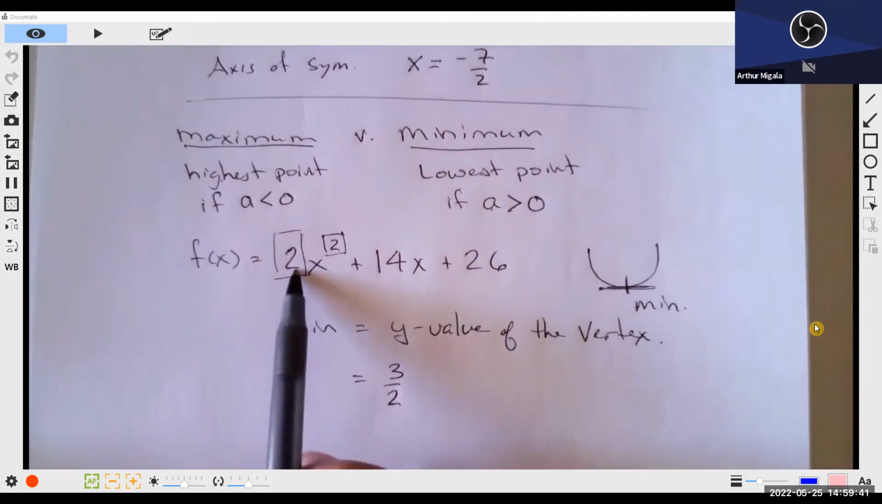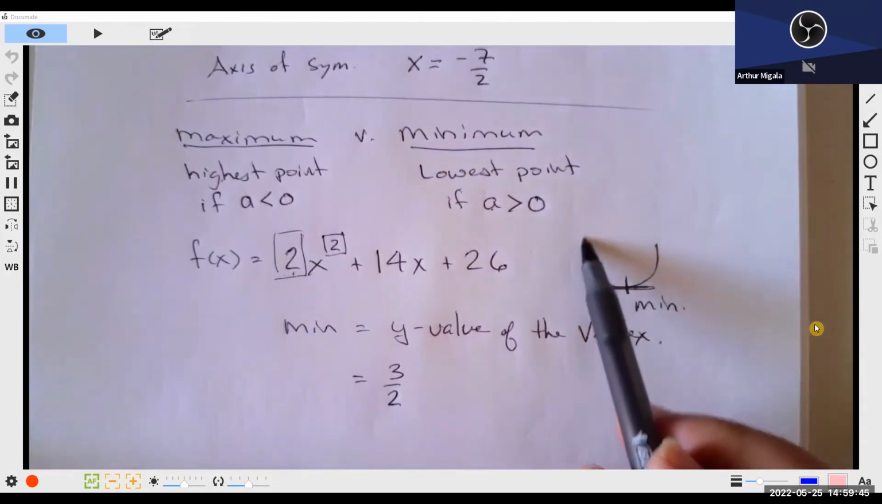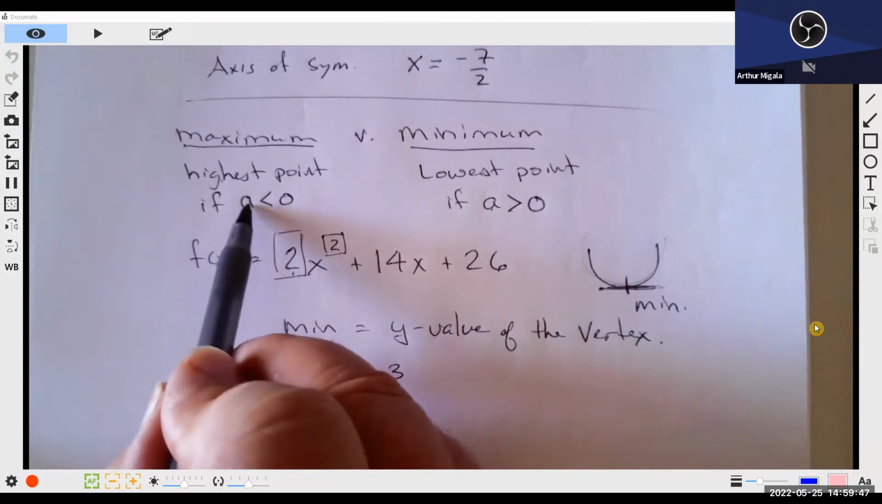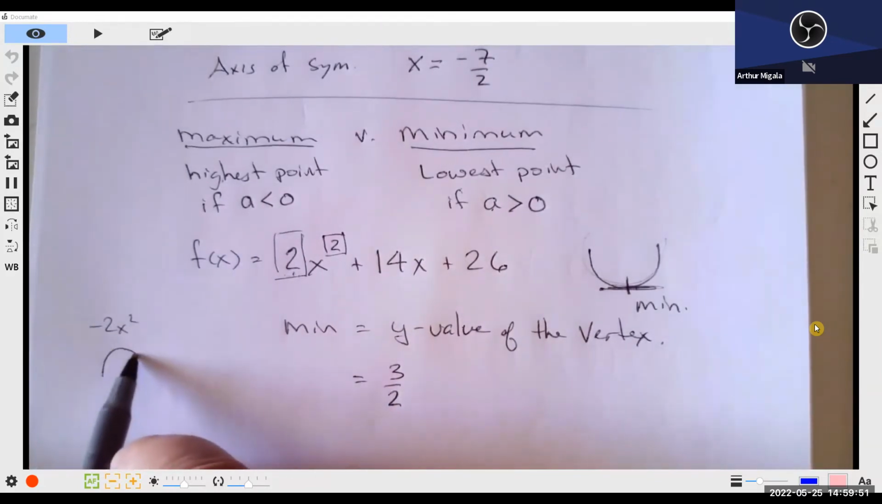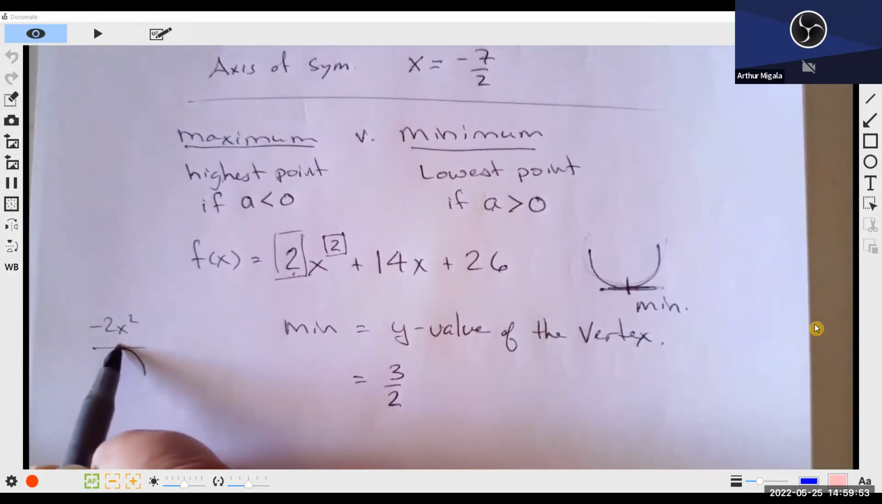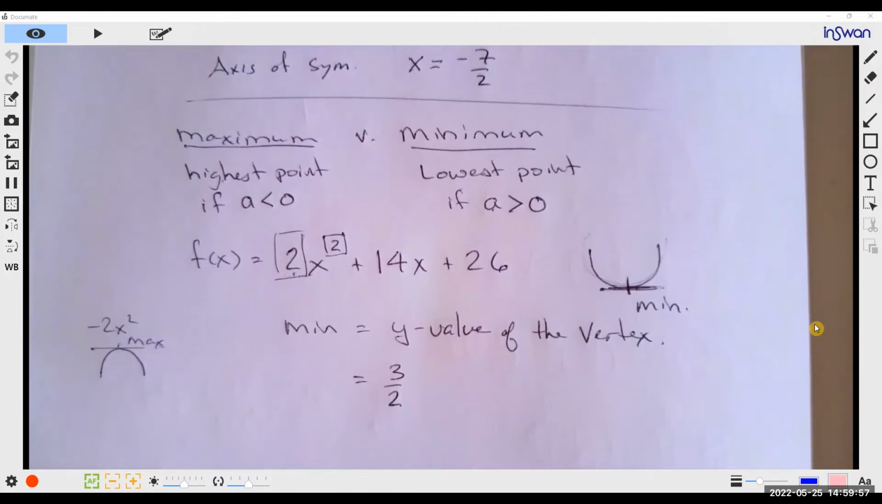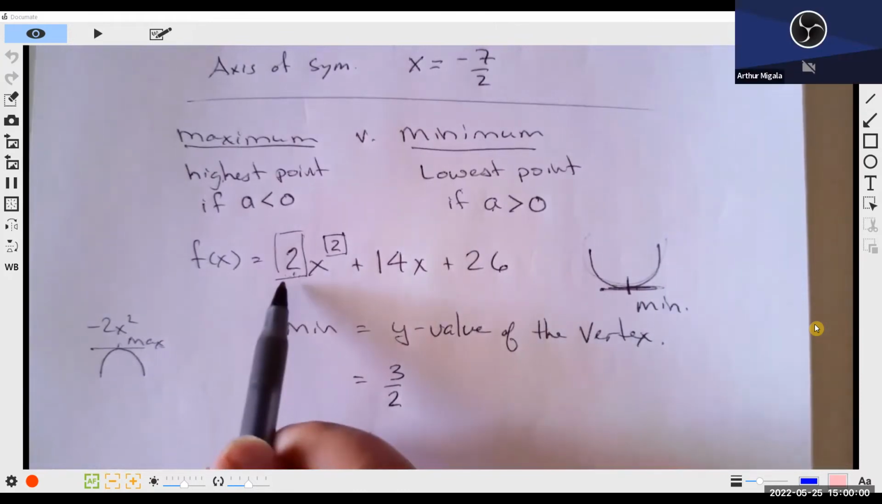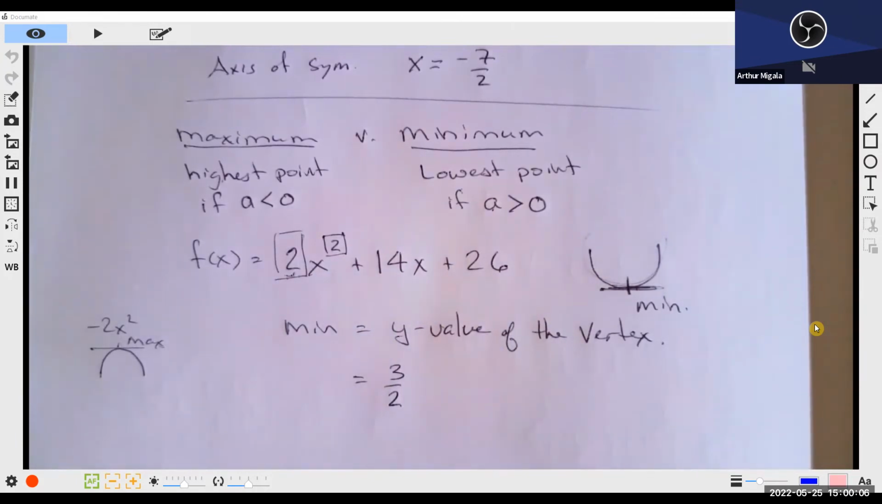So if the leading coefficient A is positive, it opens up like this, so we have a minimum. If it's negative, if we had -2x², it would open down, so here we have a maximum. So all you have to do is look at the leading term, and if it's positive or negative, then you know if you have a maximum or minimum.